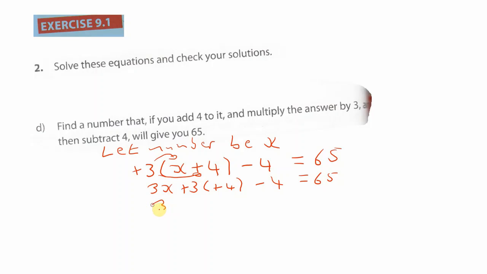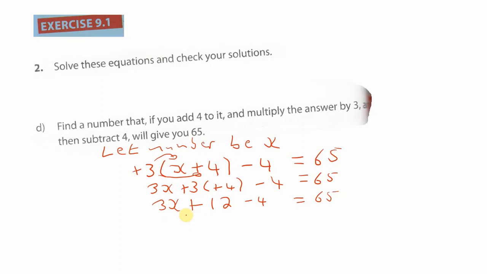So we have now 3x. Let's just simplify. Positive times a positive is a positive. 4 times 3, or 3 times 4, is 12. We still have to subtract 4. It will give us 65.